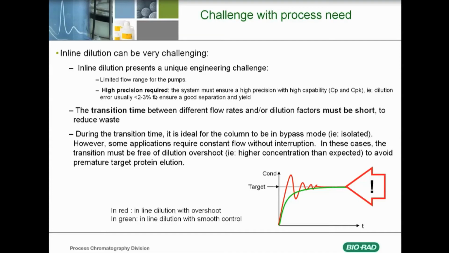And also, as we said earlier, we want to obtain a reproducible resolution, and to obtain reproducible resolution, we need a very stable and reproducible buffer concentration. Therefore, we need very high precision in terms of dilution, and for that we need very accurate instruments for controlling the dilution. Another challenge is that we want to minimize the transition time when we change from one step to the other, where the flow rate or the dilution ratio can change.